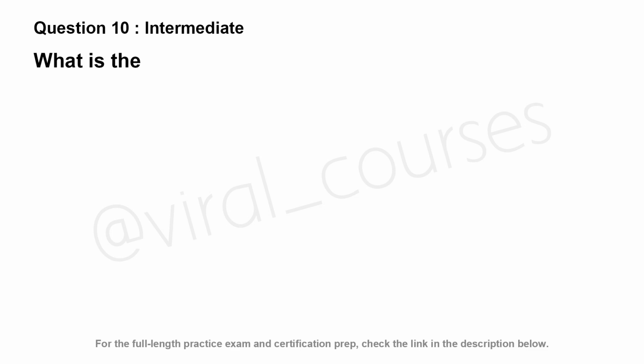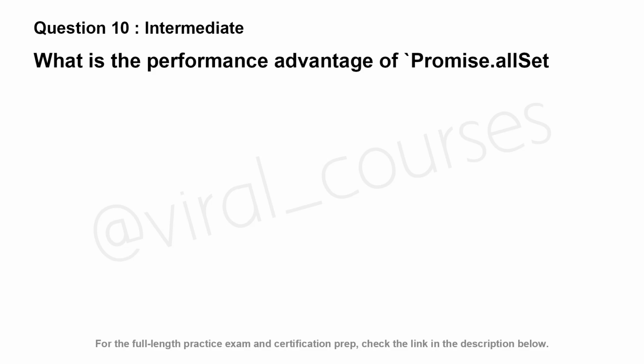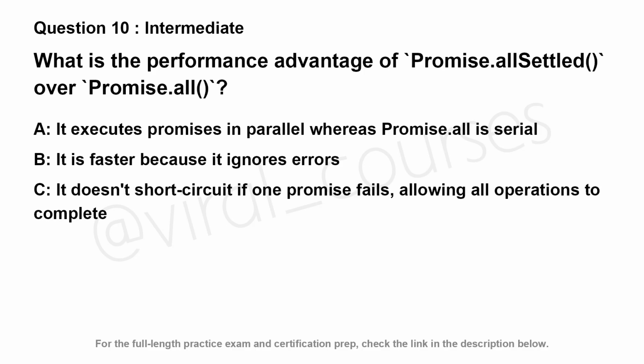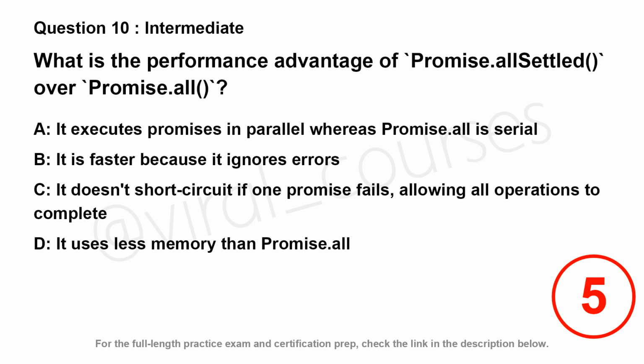What is the performance advantage of Promise.allSettled over Promise.all? Option A. It executes promises in parallel whereas Promise.all is serial. Option B. It is faster because it ignores errors. Option C. It doesn't short-circuit if one promise fails, allowing all operations to complete. Option D. It uses less memory than Promise.all.